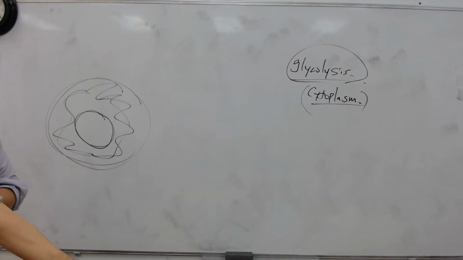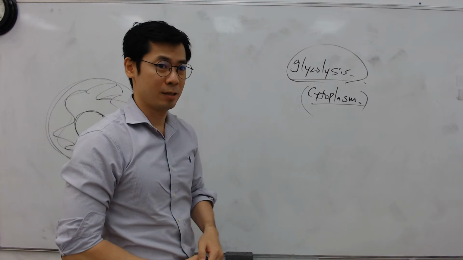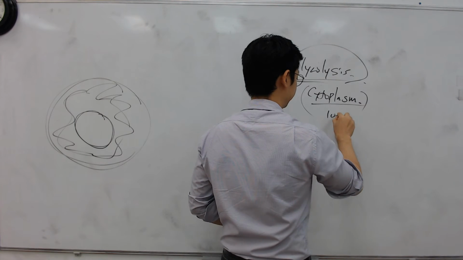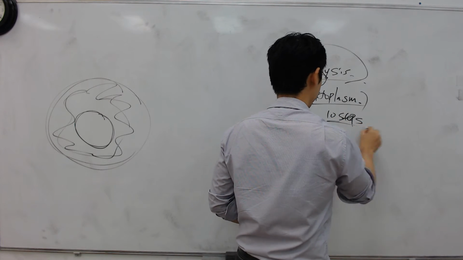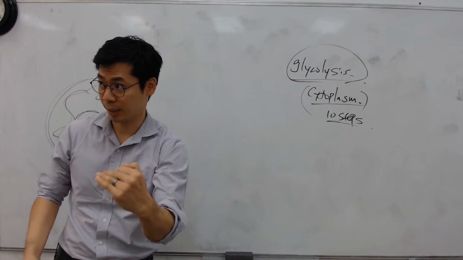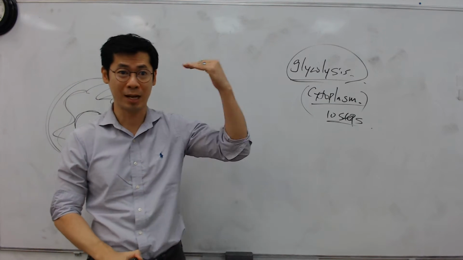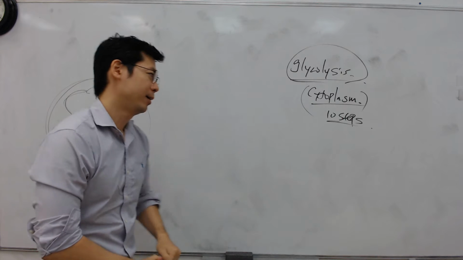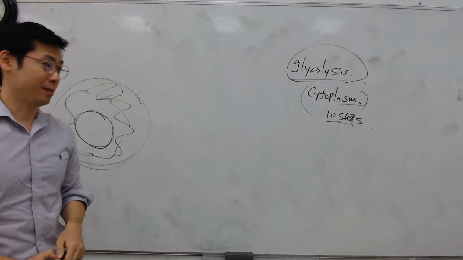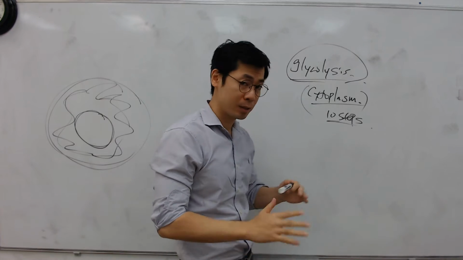If you look at this, let's see what happens. Glycolysis is a 10-step process, which requires 10 enzymes. Do you have to know all the steps? You don't have to know them for the AP.